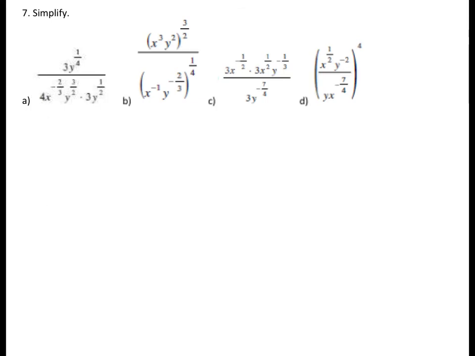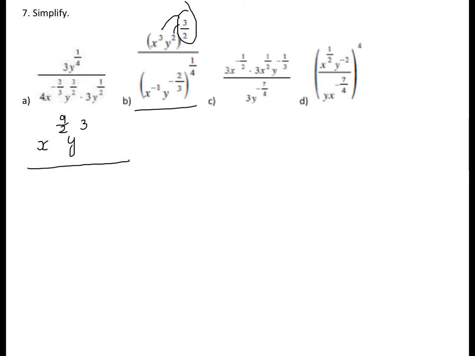The next one is b, x exponent 3, y exponent 2, all exponent 3 over 2. So before I do anything, I'm going to simplify the numerator. Since I have 3 over 2 here, I'm going to distribute it inside the bracket. So x exponent 3 over 2 is going to give me x exponent 9 over 2 because you multiply exponents. And y exponent 2 times 3 over 2 is going to give me y exponent 3, because 2 times 3 over 2 is going to give you 3.